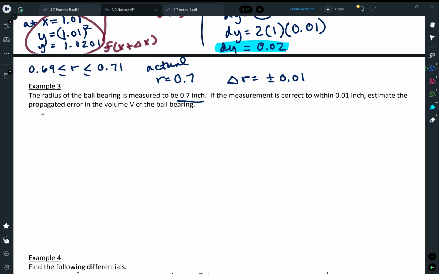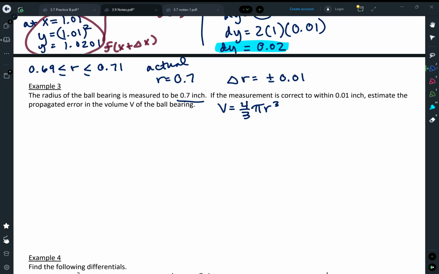And then we're trying to estimate the volume. And I think the reason that's interesting is if you think about our volume formula, volume for a sphere is 4/3 pi r cubed. So think about how it's not just going to be off by 0.01, right? Our volume is going to be off by more than that because we're essentially taking that radius and cubing it. So it's going to have a bigger impact than what you might think.